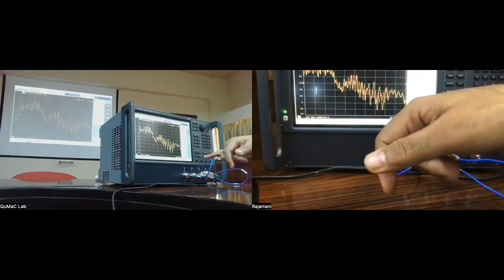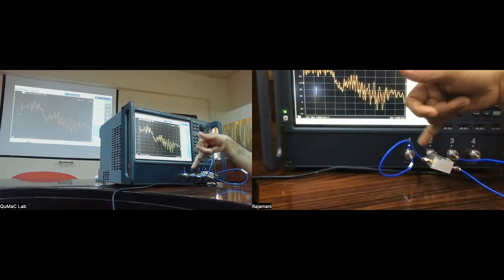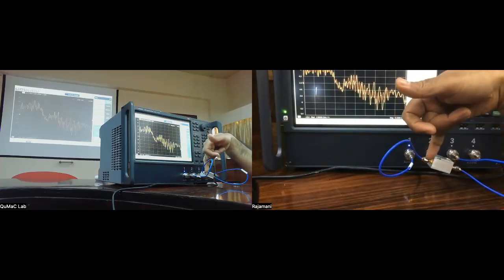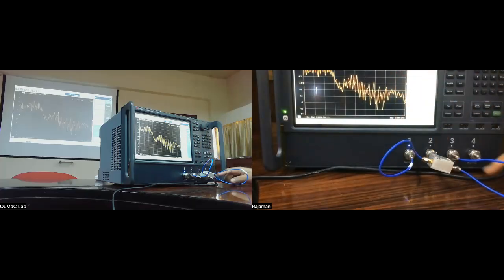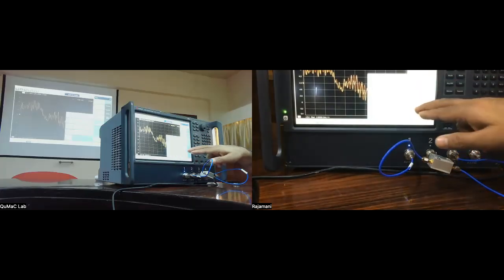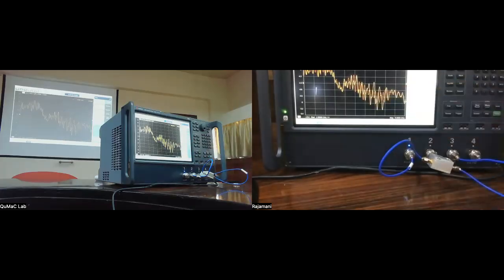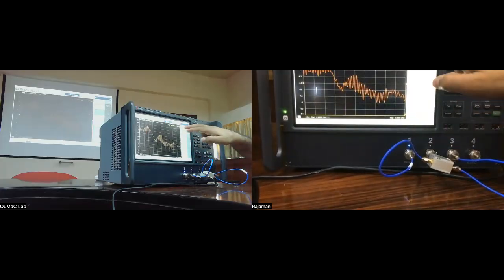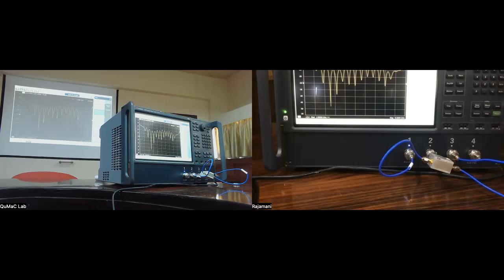Now we have to check what is happening if it is between the output ports. So right now I'm sourcing from port 1 of the network analyzer, and it's going to one of the output ports. I will now measure what is coming out of the other output port. Okay, so that is port 3. So I'll measure S31. Okay, it's not visible here. Let me auto scale it.